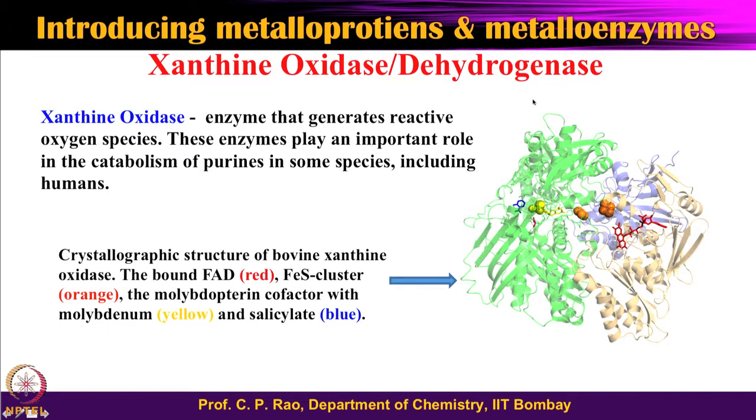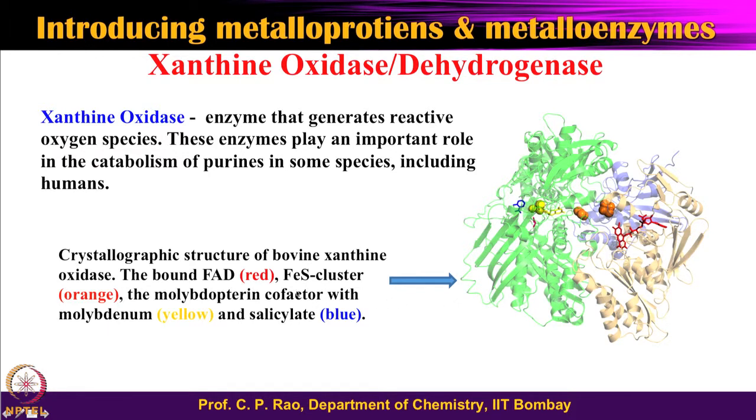Now, let us look at this basic principle or concept that we understood, using a few examples. One of them is xanthine oxidase or xanthine dehydrogenase. Oxidase and dehydrogenase are one and the same. Xanthine oxidase, during the reaction, as you will see in the next slide, will generate some reactive oxygen species like superoxide. These enzymes play an important role in the catabolism of purines in some species, including humans. You can see the whole structure of this bovine xanthine oxidase. In it, the red one is the molybdenum, and this is the flavin adenine cofactor, the flavin-containing cofactor.